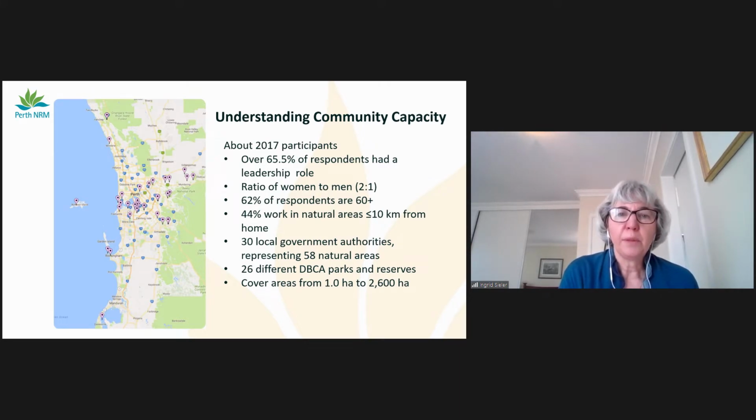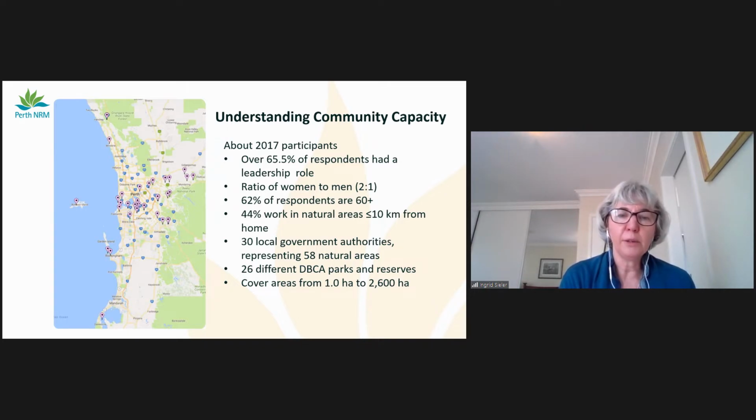So of the 110 people that participated in 2017, we found that 65% of the respondents had a leadership role. So they were a convener, treasurer, secretary, that sort of thing. 62% of the respondents were over 60 years old, and that's probably something that's come through in the other surveys and presentations as well. Most people work in natural areas that are fairly close to their home, but there were a number of people that were willing to go far and wide, even nationally and internationally, to do volunteering.